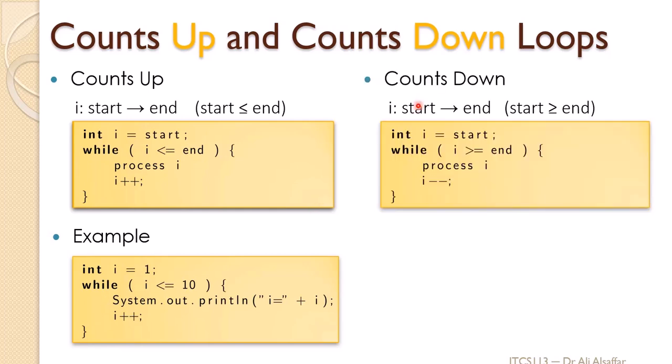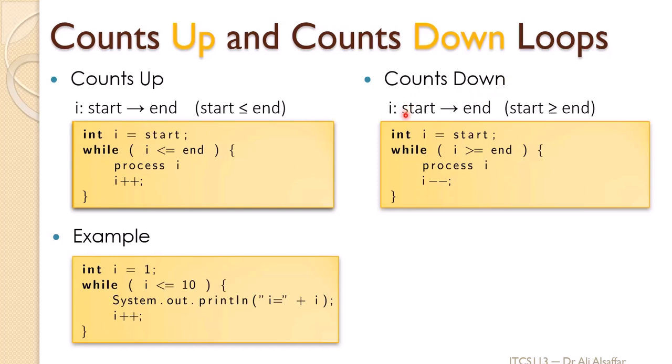The other type of counter-controlled loop is counting down. This is not natural to us as humans. As humans, we always count up. If I ask you how many pens we have on the table, by default you will start from 1. You will say 1, 2, 3, so we are counting up. But sometimes, if you want to solve a problem, you have to solve it from back to front. So you need a countdown loop.